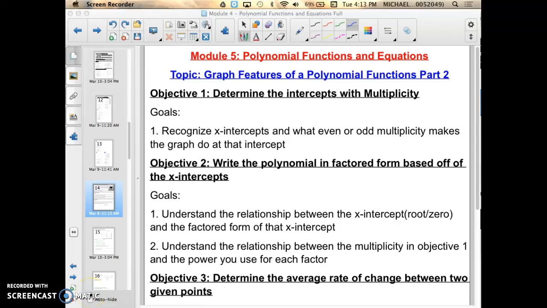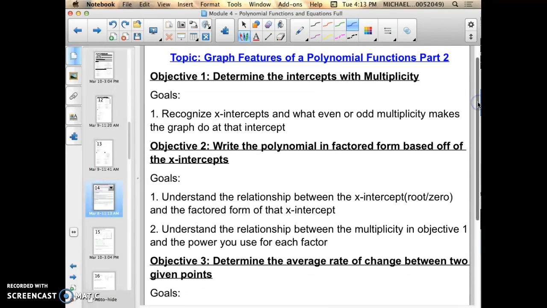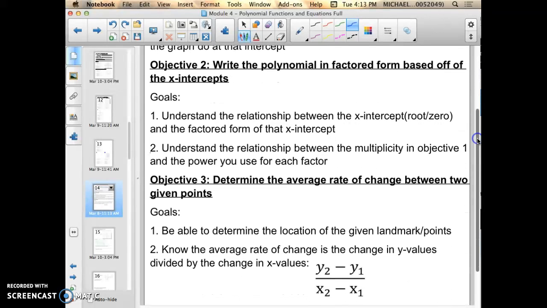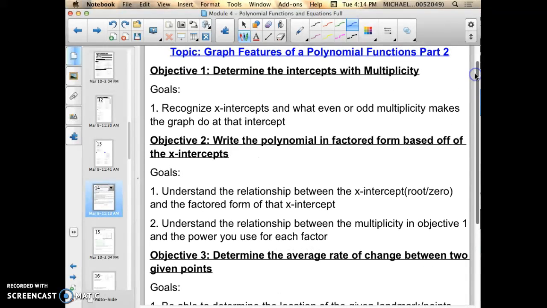Alright, part 2 of graph features of polynomial functions. In this part there are going to be 3 objectives. I'm going to do the first 2 objectives in this video and then work with the third objective in a different video. So the first objective states that you should be able to determine the intercepts with multiplicity, and again this is based off of if you're given a graph of a polynomial function.